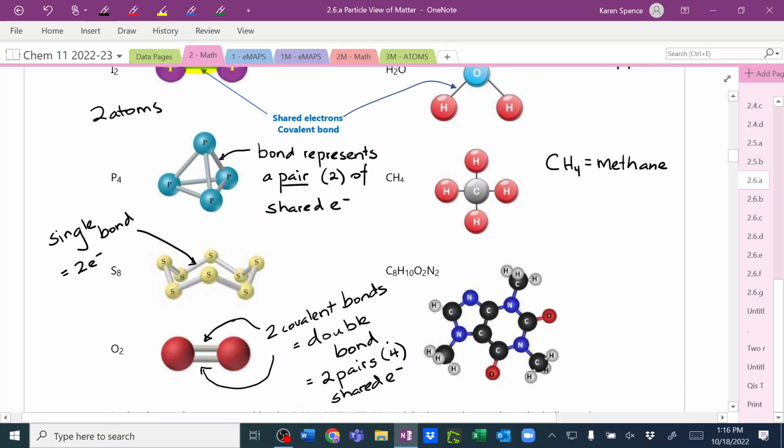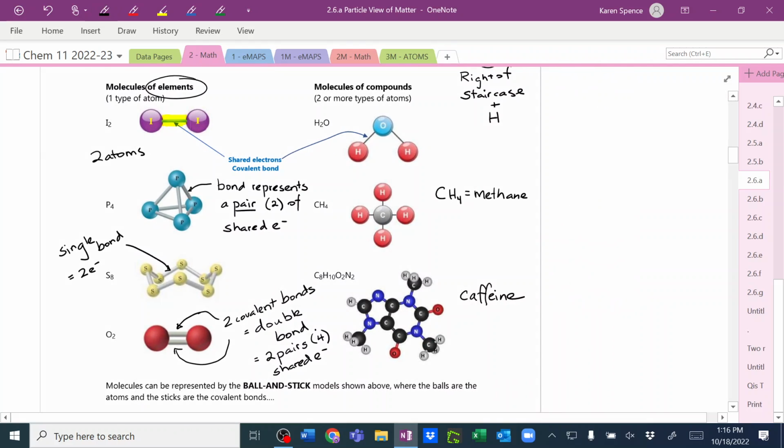And then this last one here, C8H10O2N2, I think, but I could be wrong, but I'm just going to pretend that I'm right. I'm going to say it's caffeine. Okay, I think that is a caffeine molecule. So you can have compounds that are really simple, and you can have molecules of compounds that are very complex.